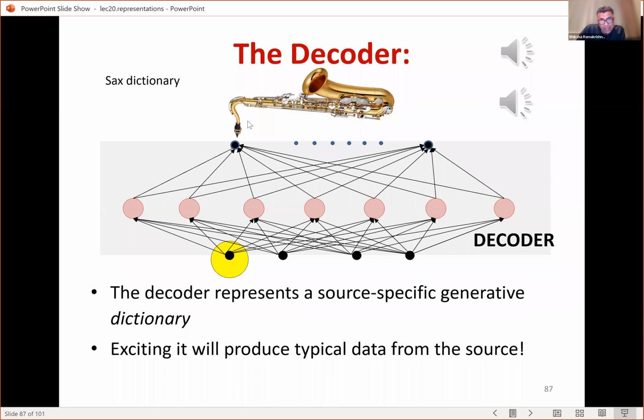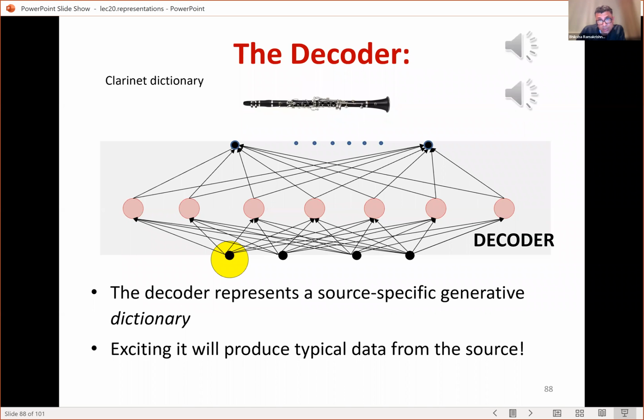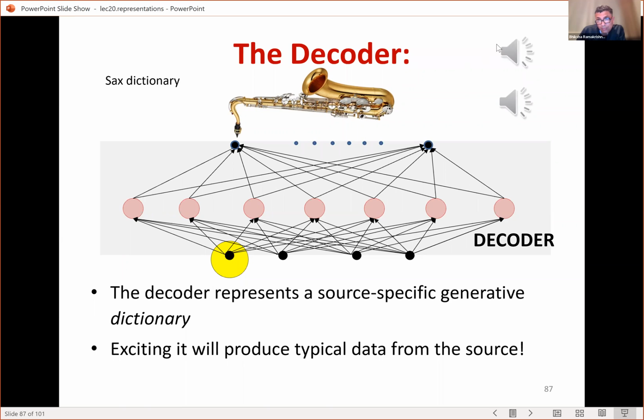Here's an example. In this case, we trained an autoencoder on spectrograms from saxophones. Then I just take the decoder and then I excite it with, in this case, a 1 over here and zeros here. Here is what the decoder outputs. If I can play it, which actually ends up sounding like something that could have come from a saxophone. Here's something that I get when I give it a different input to the decoder.